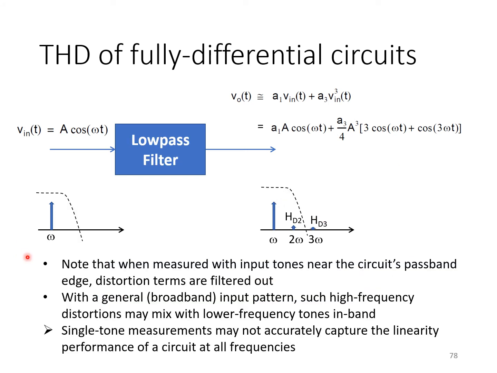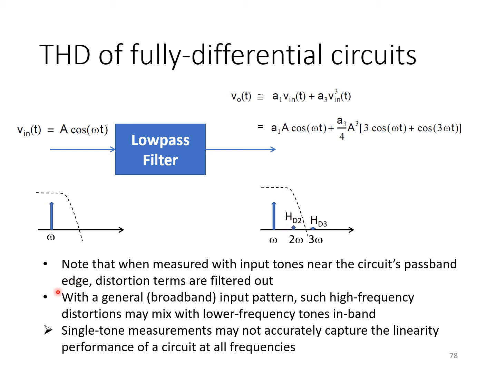As we mentioned before, when you try to measure THD with input tones near the circuit's passband edge, distortion terms are filtered out. So let's say that the amplifier has a low pass response given by this dashed line, and the input tone is applied here at omega. You'd see that the third order distortion term certainly lies out of band and would therefore be attenuated. And again, that would predict a very low THD and give an optimistic view of the circuit's linearity.